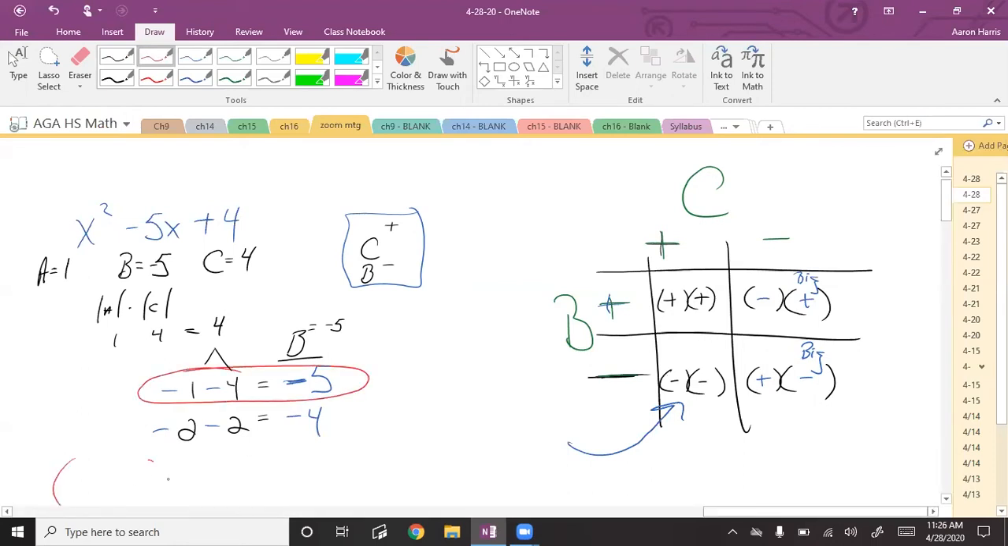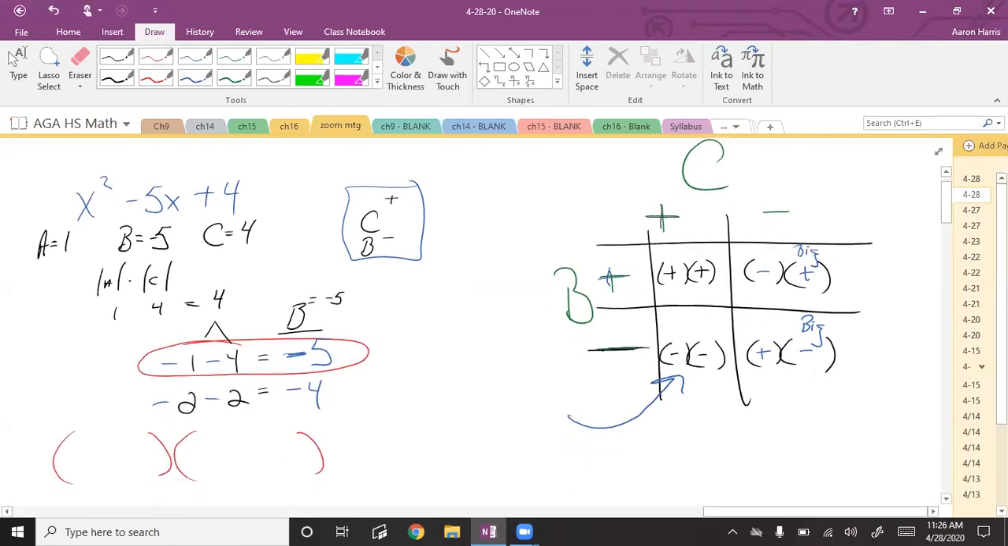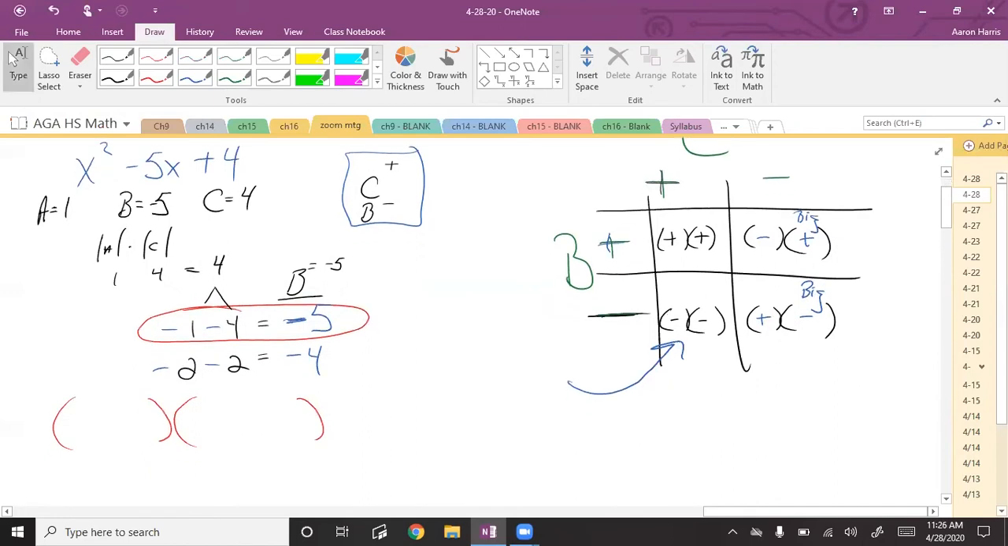So now I can write them in what? Factor form. Which will be what? What's the first term always? X, negative 1. There you go. So this comes down here, and then it's X, negative 4. There you go. Cool? Cool.